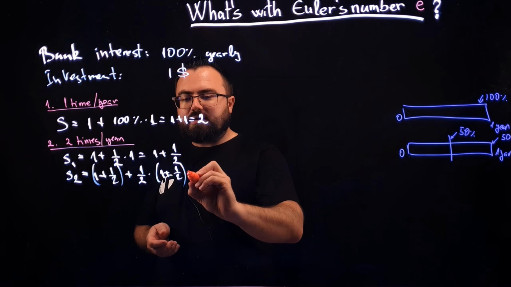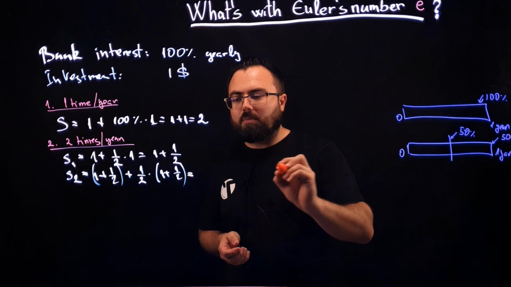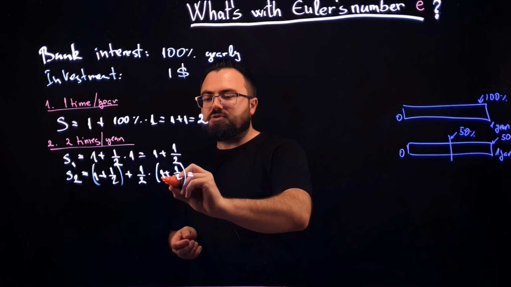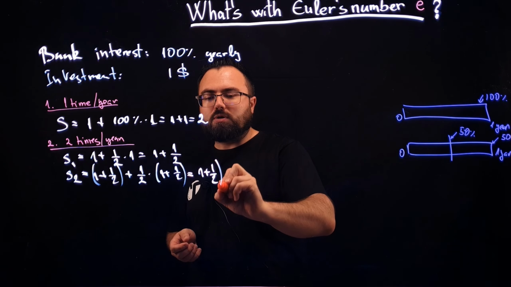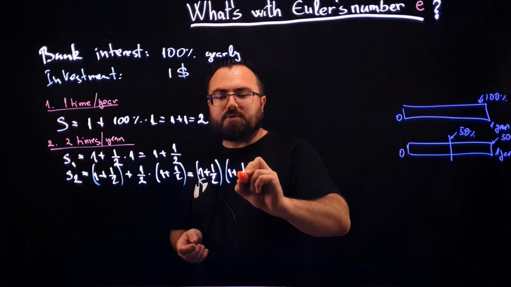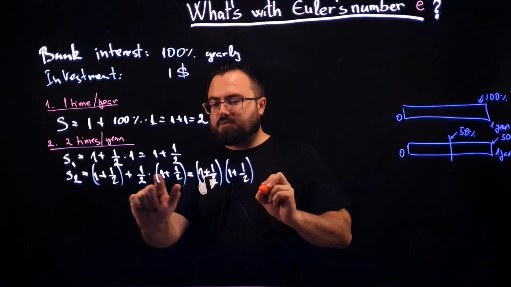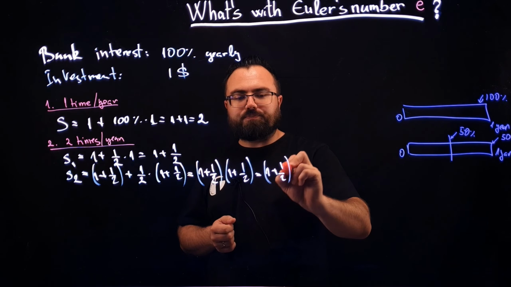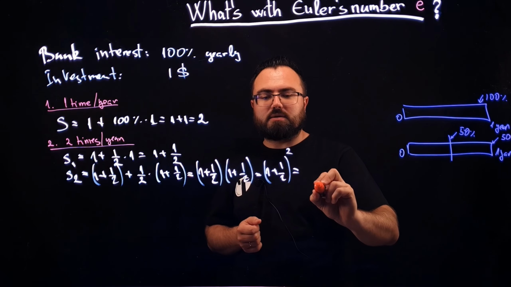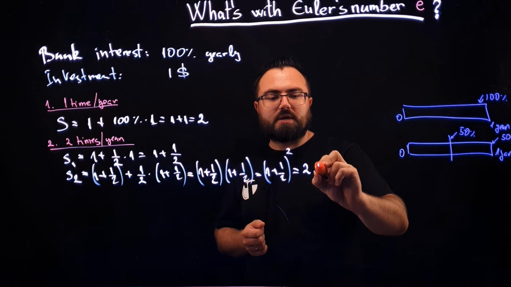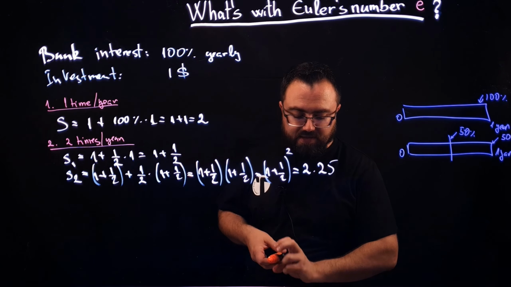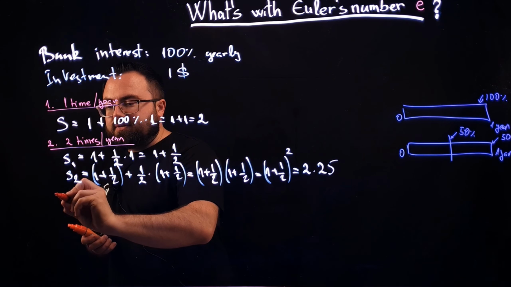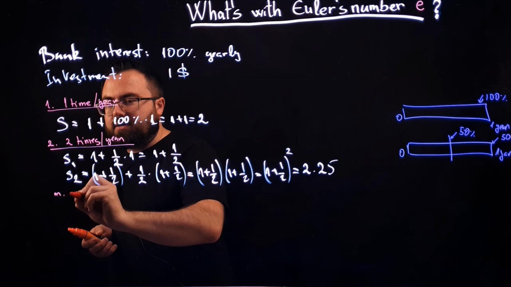And when you're making this calculation, now we can follow up on it. You can factor 1 plus 1 over 2, 1 plus 1 over 2. This is 1, the 1 over 2 goes here. And this is 1 plus 1 over 2 to the second power. And this is 2.25.